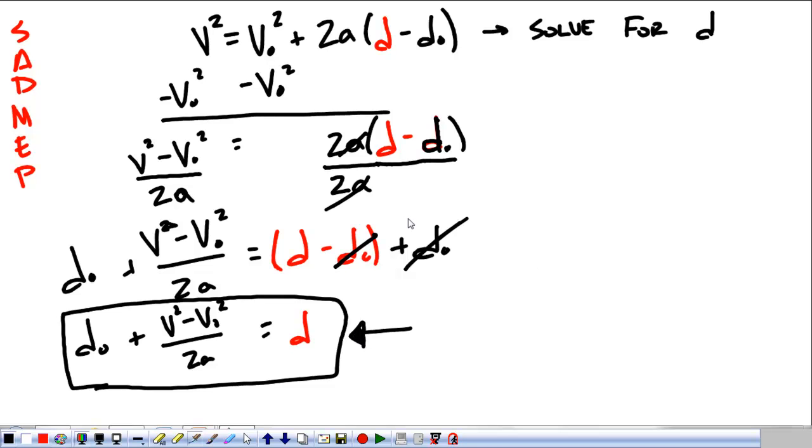So, the things that we need to remember are reverse PEMDAS, or SADMEP. You want to go through it that way. And we always want the thing that we're solving for on top and by itself.